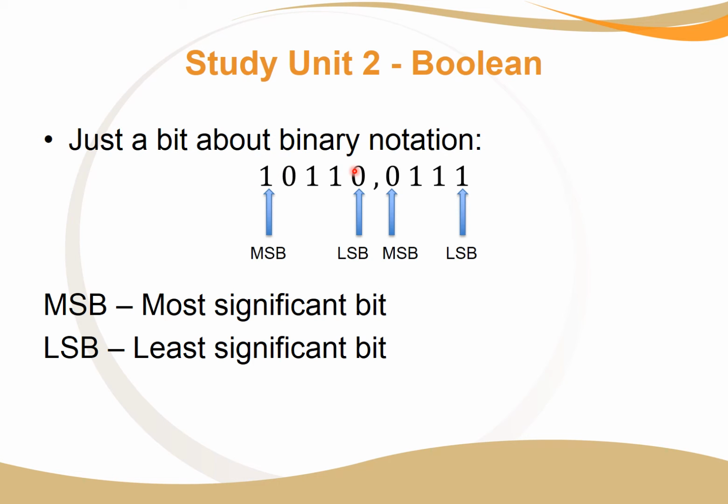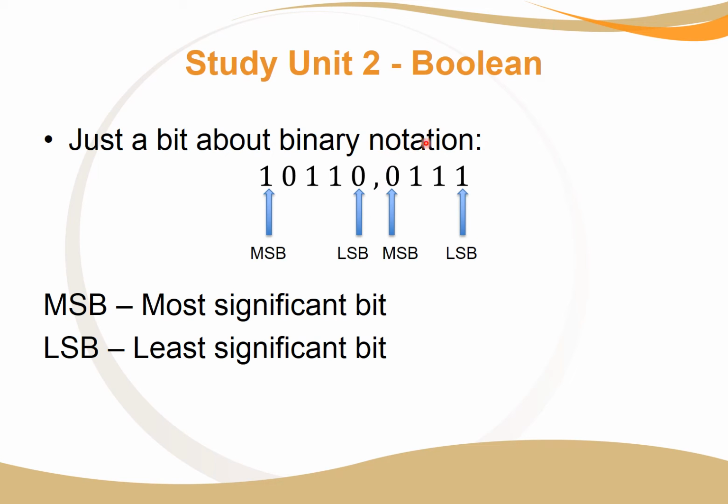Let's say you have a decimal number of 121. The first number that signifies the 100 has a bigger weight than, let's say, the 20 or the 1. So that is where most significant bit and least significant bit comes from.